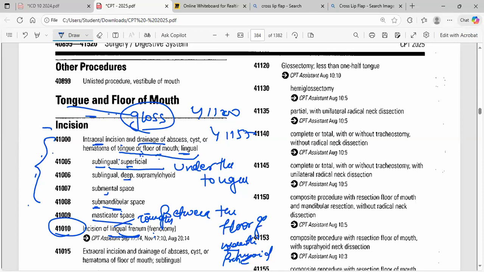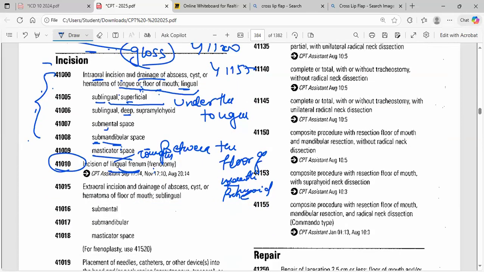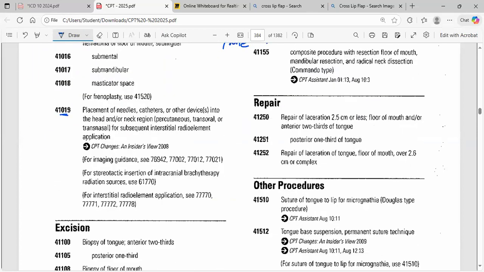Okay. Next we have the previous one, which is intraoral incision. This one is extraoral incision. Intraoral means inside the mouth. Extraoral means outside the mouth, like not inside the mouth. Okay. Next we have placement codes. So I'm going to do all these codes.